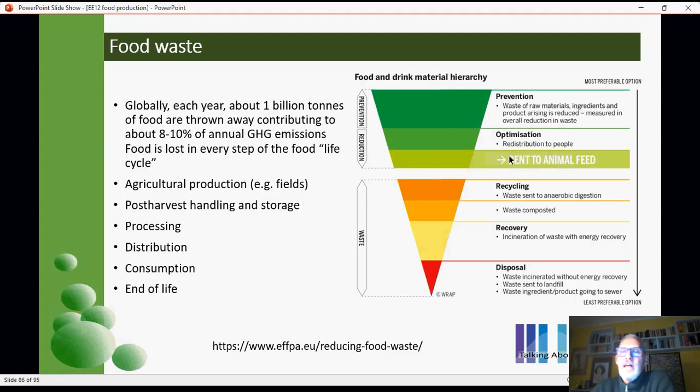This is quite an interesting approach, which is this idea of stop and think and don't waste. You start off with the idea of not wasting, so you think twice about it, you prevent waste before it happens. If you can't prevent it, you optimize it, so you redistribute it to people first, then animals, okay? And then there's a whole set of hierarchy here, from recycling down through to disposal.